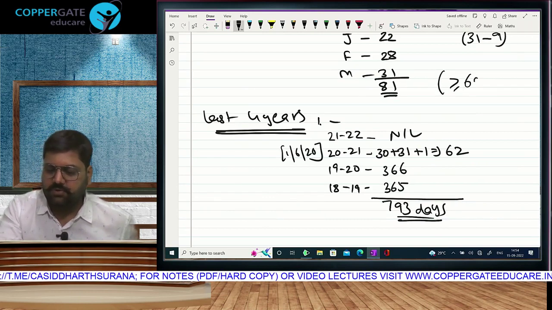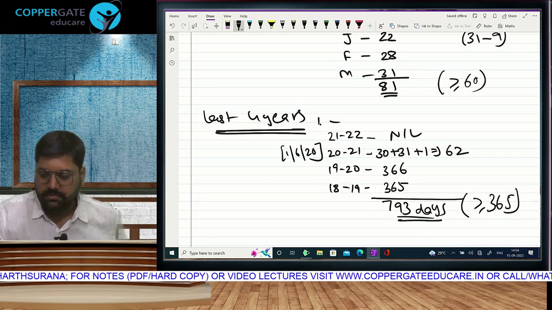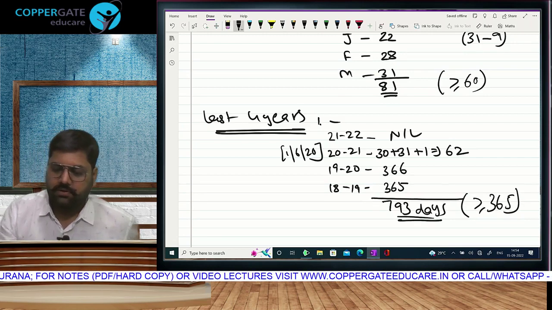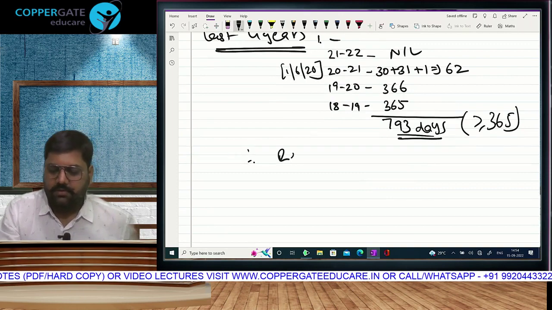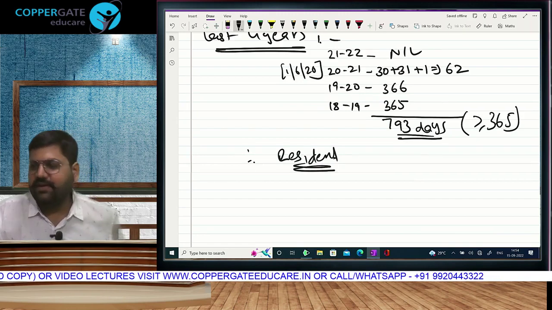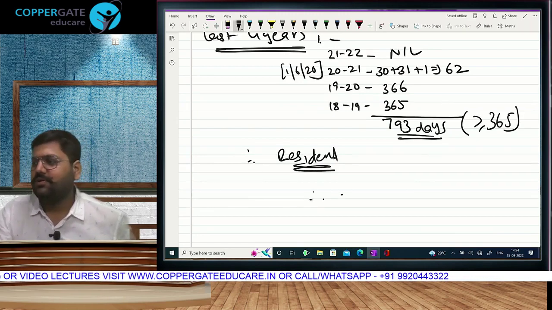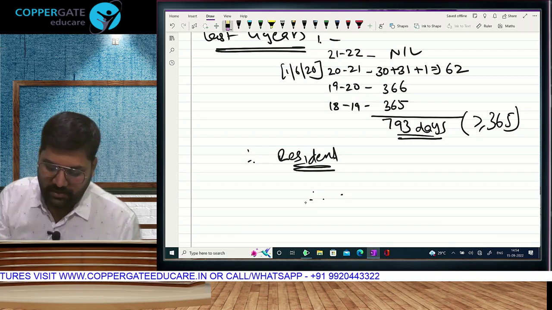This is 60 or more. This is 365 or more. Therefore the assessee is, if I act clever, no, here itself I can also say therefore the assessee is also ROR. You know why? देख लेते हैं. Let me show. I'll show or you'll show.